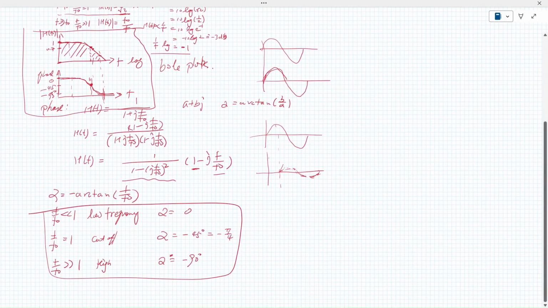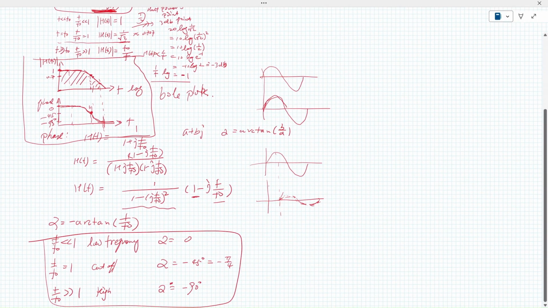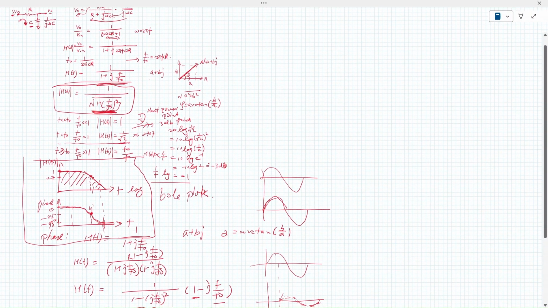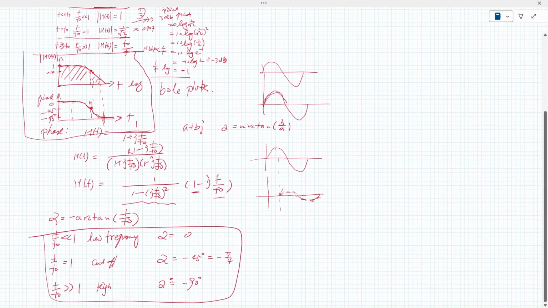Okay, this is pretty much all the information in terms of low pass filters. Hopefully this can help you to understand the first order low pass filter better.